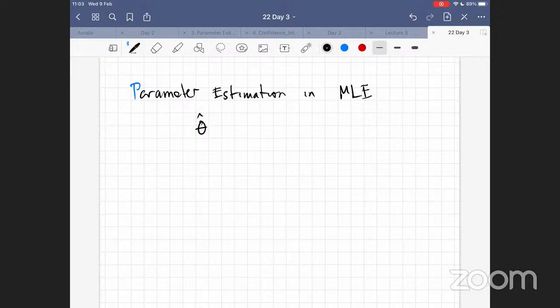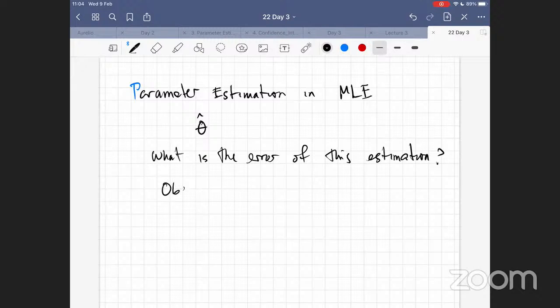Now, you have estimated your parameter, so you have your estimator of your parameter theta. Your estimator is theta hat. So the question here is now: what is the error of this estimation? This is what we are addressing today. Suppose you have some observations, and you have assumed some PDF for them, and this PDF depends on some parameter theta.